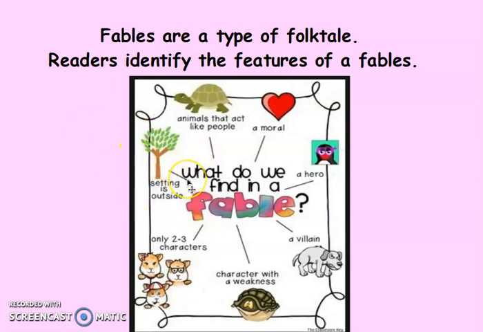The setting is usually outside in a fable. There are usually only two or three characters. The main character usually has some kind of a weakness. And the other characteristic or feature would be sometimes there's a setup between a villain and a hero, that good versus evil. But the two most important that I always want you to keep in mind are animals acting like people, and there has to be a moral or a lesson in the story.